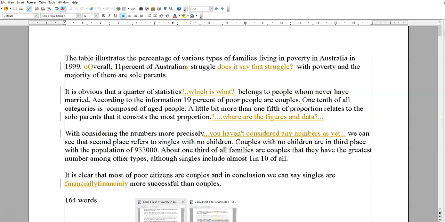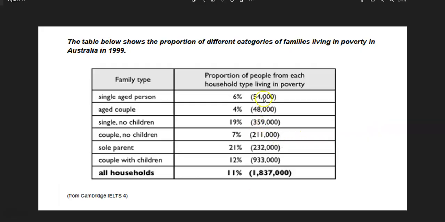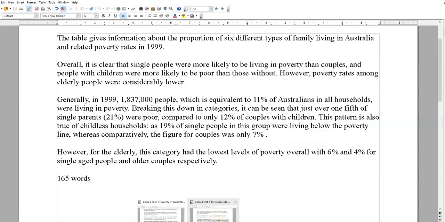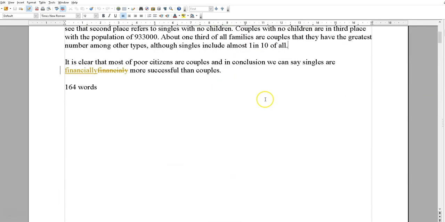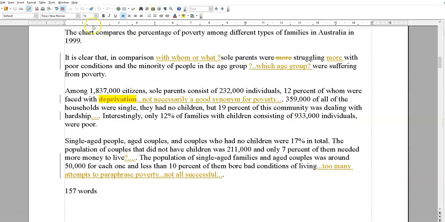I mean, if you look at mine, look, 12%, 19%, 107,000, 7%, blah, 6 and 4%, yeah? So I've used the percentage. I haven't put every single thing like 54,000, you could do that, but that would make it a little bit wordy. But in this one here, there's no figures or data, really. What's this next one? Okay.